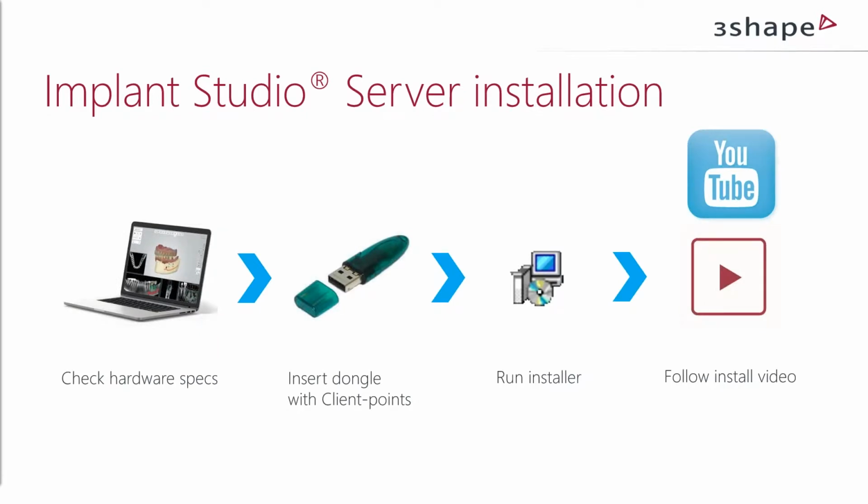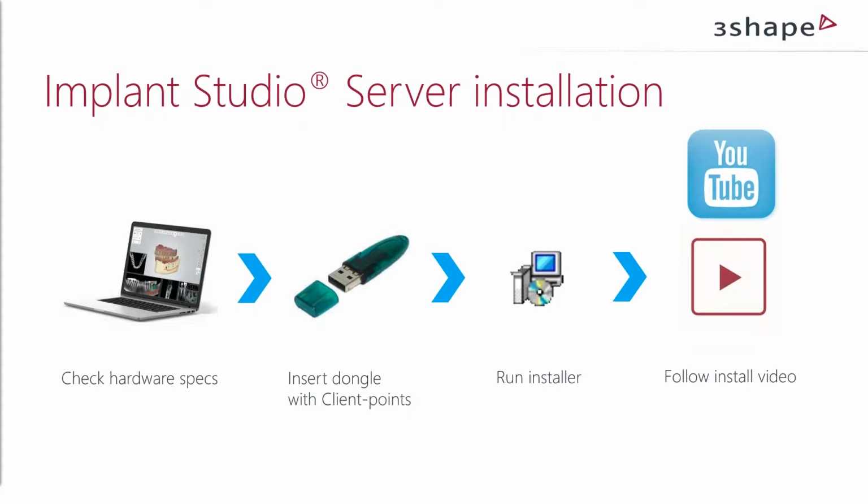Actually, the server installation is the same as for Implant Studio standalone. So we insert a dongle into the computer where we would like to install the Implant Studio server. Then this dongle should contain additional seats, which we also call client points, so that each client PC can be connected to the Implant Studio server. That means one client PC, one additional seat.